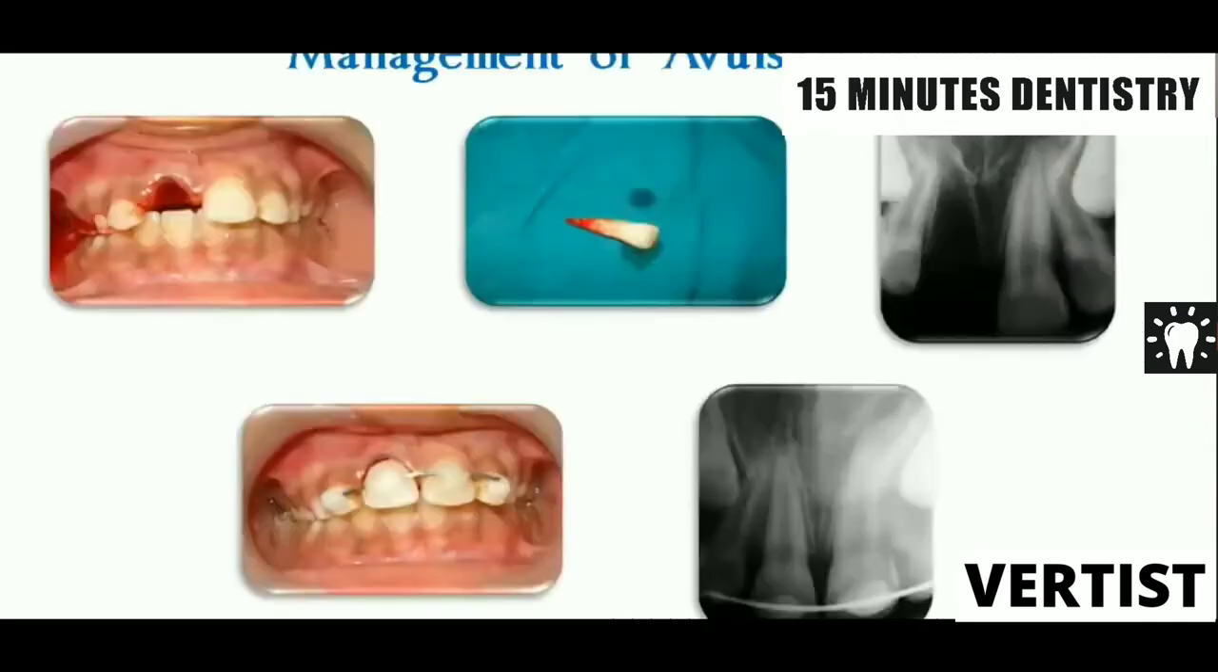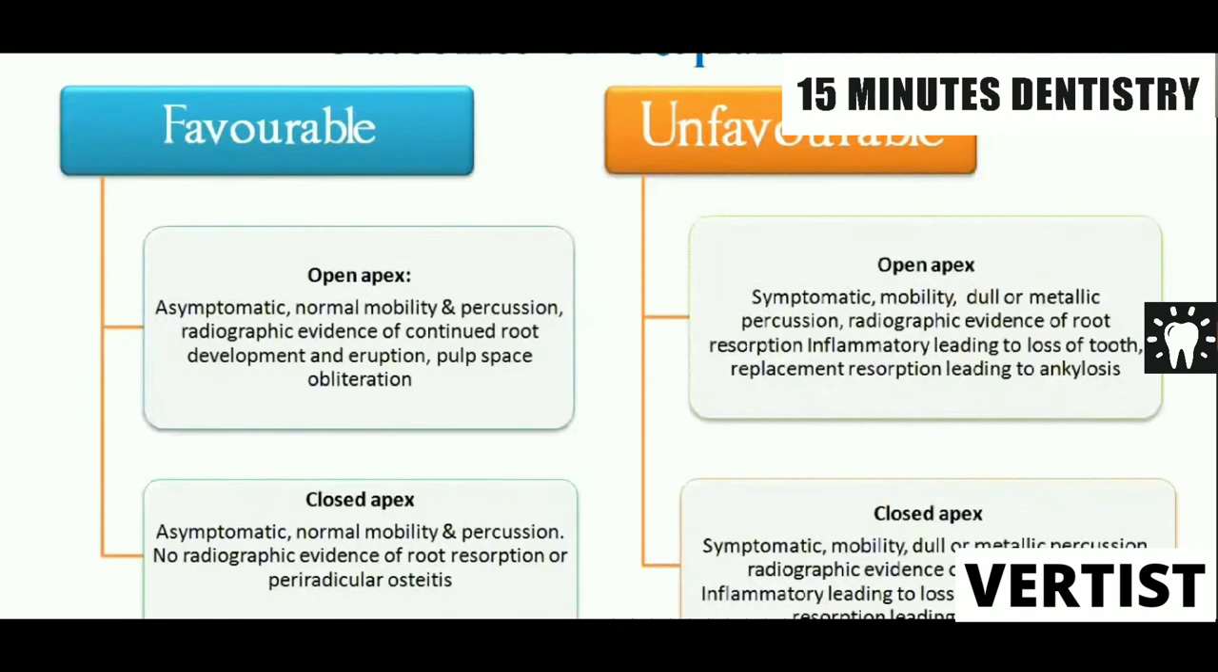These are the pictures of an avulsed 1-1, where the patient came to the clinic, came to the hospital within 20-30 minutes, and it was replanted and splinted. Now, once we have done the replantation, what are the possible outcomes? What can happen to this avulsion which was replanted?